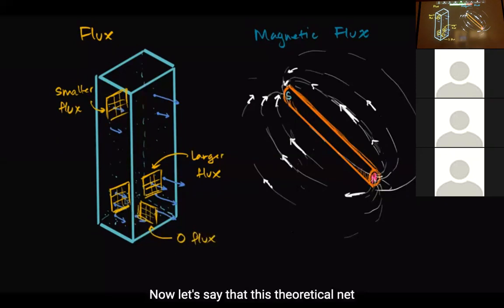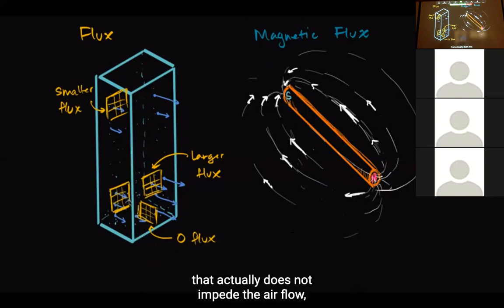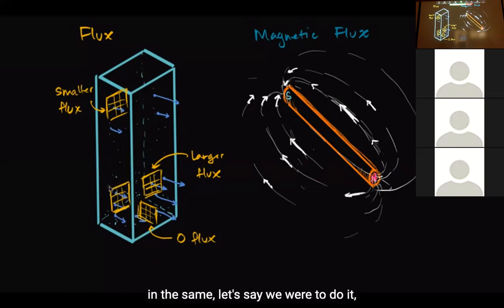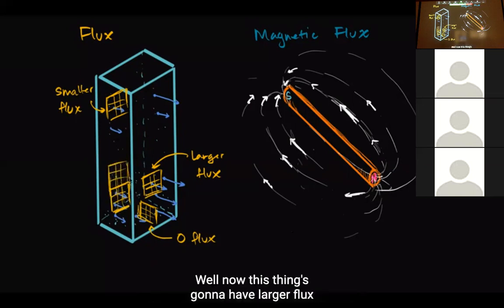Now let's say this theoretical net that does not impede the airflow, we can stretch it or contract it. Let's say we were to stretch it up like this, so it becomes a bigger net. Well, now this is going to have larger flux because there's just more area. There's more to flow through. So for this surface, you're going to have a larger flux because more air is going to go through that in a given time.